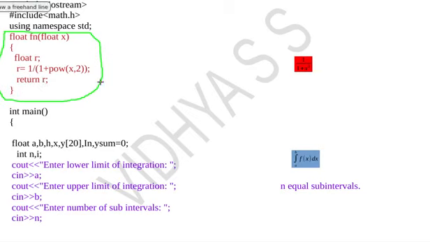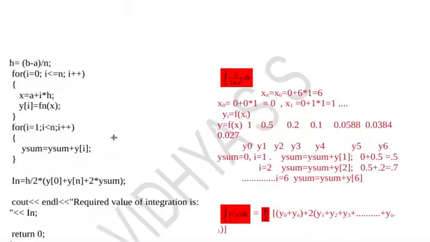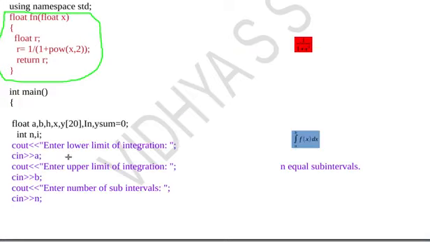After evaluating this function for each x value, I will get the value of yi's. In order to calculate this, the user has to input the lower limit and upper limit. Then n equals the number of subintervals. So read these values from the user first. Enter the lower limit of the integration, and it is stored in the variable a, enter the upper limit of integration, and it is stored in the variable b, and enter the subintervals, and it is stored in the variable n. I have used the same variables which I have used in the problem.